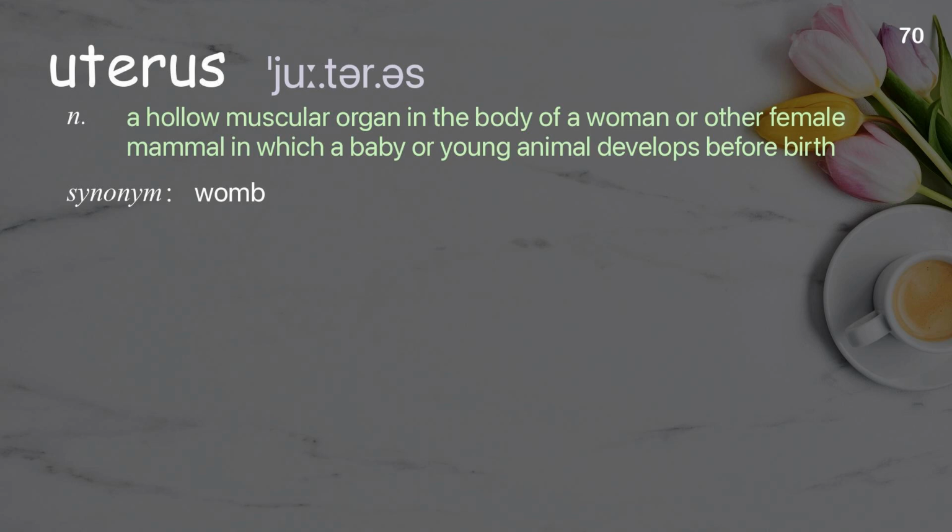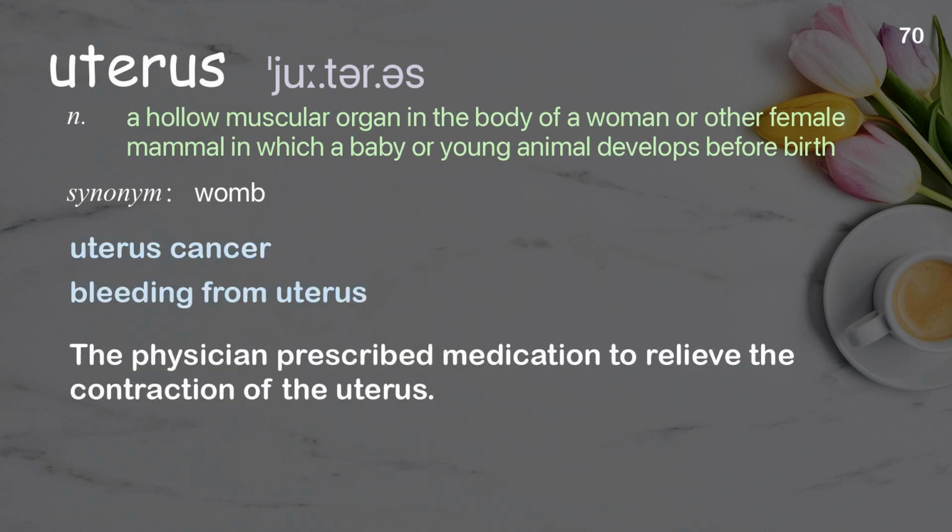Uterus. A hollow muscular organ in the body of a woman or other female mammal in which a baby or young animal develops before birth. Examples: uterus cancer, bleeding from uterus. The physician prescribed medication to relieve the contraction of the uterus.